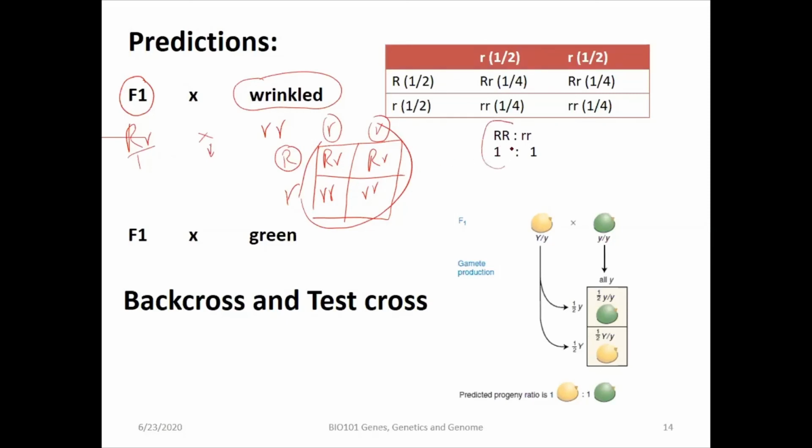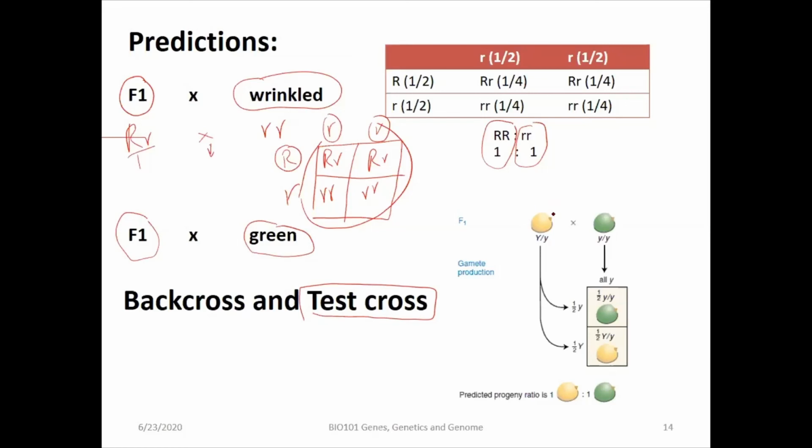One is to one. And this is a very important concept again: whenever you cross F1 heterozygous with a homozygous recessive parent, I repeat, whenever you cross F1 heterozygous plants with a homozygous recessive parent, this cross is called a test cross. For example, F1, we didn't do it, we'll soon do it.